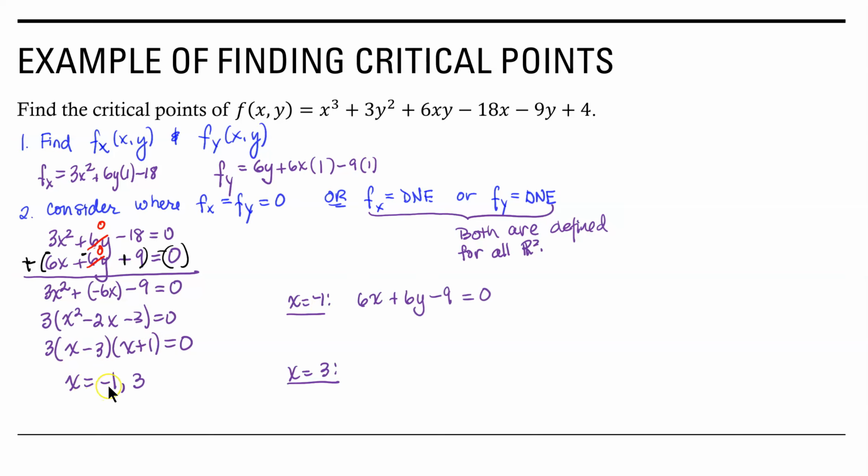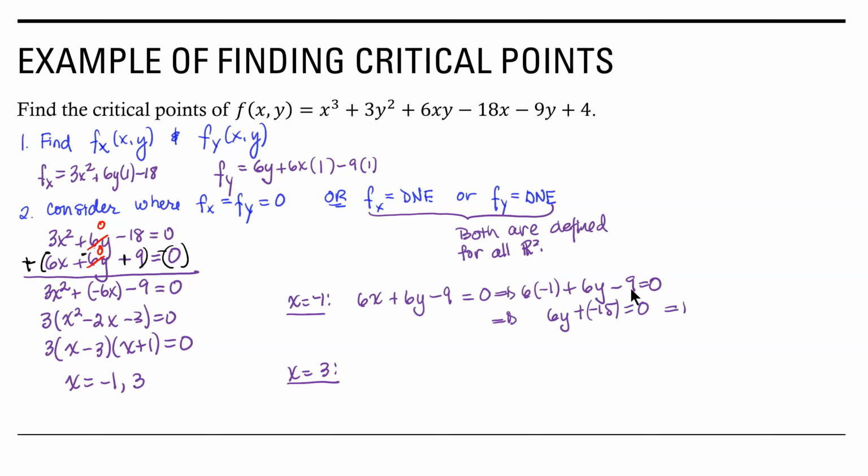So we're going to take our first critical point, x equals negative 1, and we're going to substitute it into one of these two equations. I'm choosing the second equation to avoid the need to square any numbers. Also notice that while I can substitute for x, I am going to have to solve for y. So this is going to end up giving me 6 times negative 1 plus 6y minus 9 equals 0. So I have a negative 6 and a negative 9. So that's going to be a negative 15. So 6y plus a negative 15 equals 0.